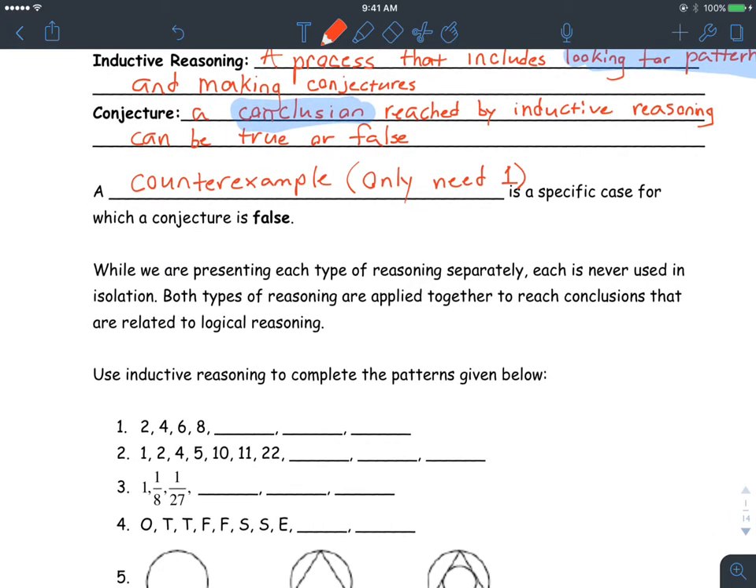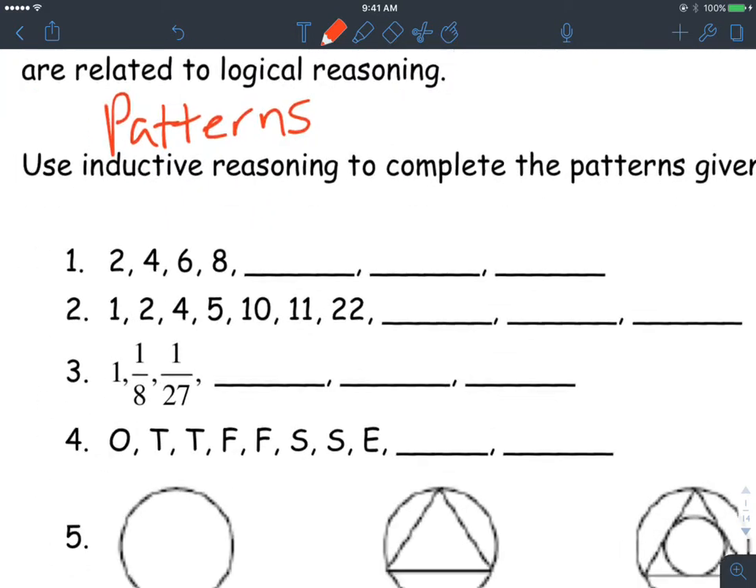So while we are representing each type of reasoning separately, each is never used in isolation. Both types of reasonings are applied together to reach conclusions that are related to logical reasoning. And once again, you're going to get into the deductive reasoning tomorrow. Okay. Anyways, use inductive reasoning or use patterns, once again, to complete the patterns below.